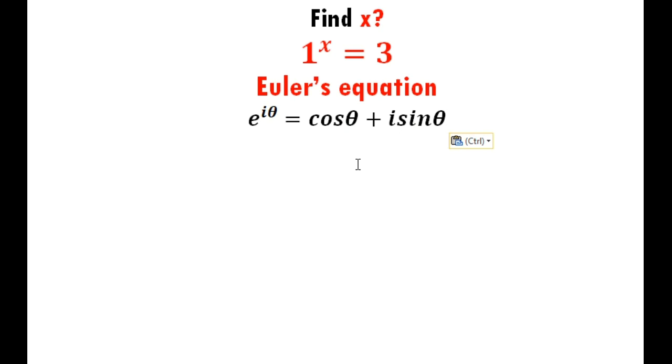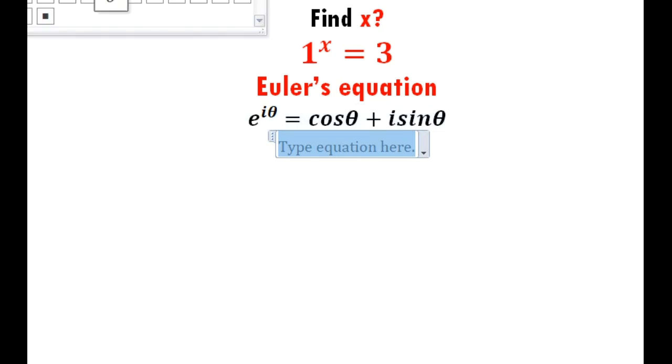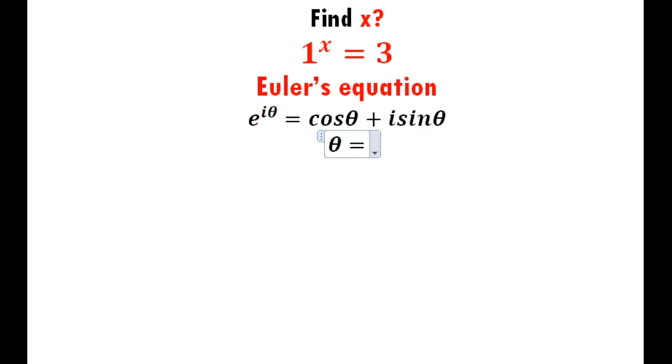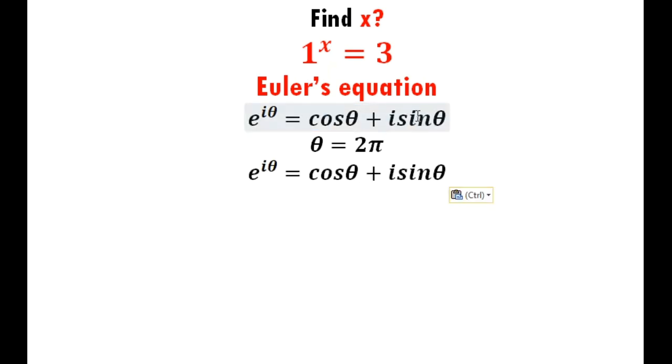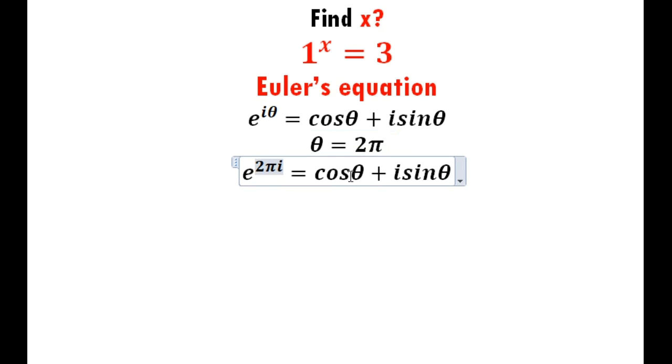Now, when we have a complete cycle, that is when theta is 2 pi. Remember, 2 pi is 360 degrees. That is a complete cycle. So when theta is 2 pi, what will be our Euler's equation? Where there is theta, we will substitute with 2 pi. So here we'll have exponential 2 pi i is equals to cos 2 pi plus i sin 2 pi.